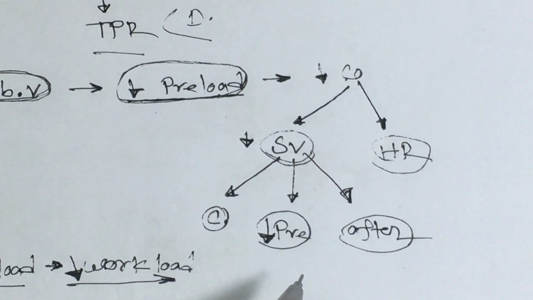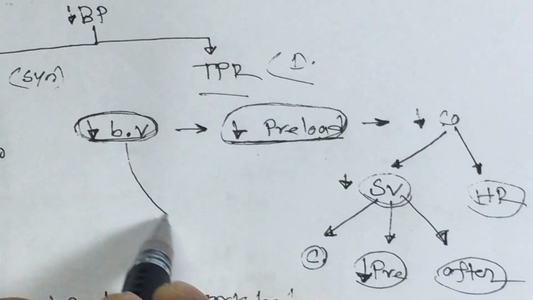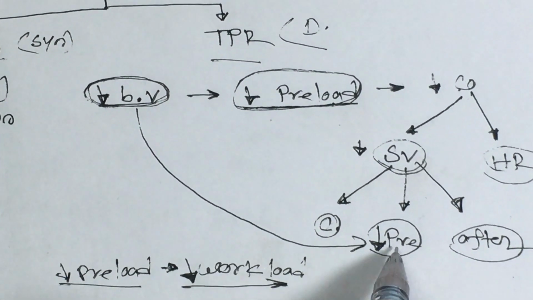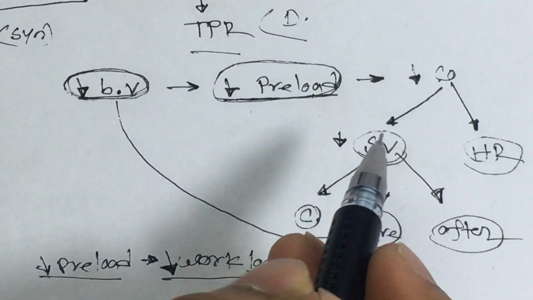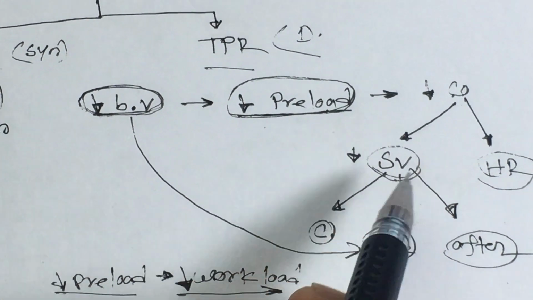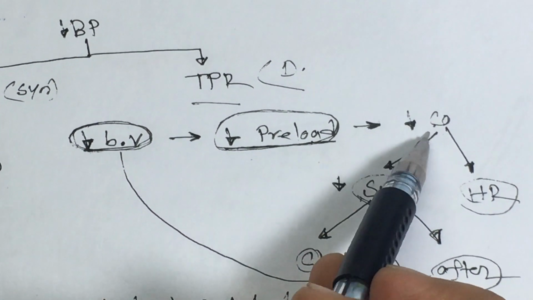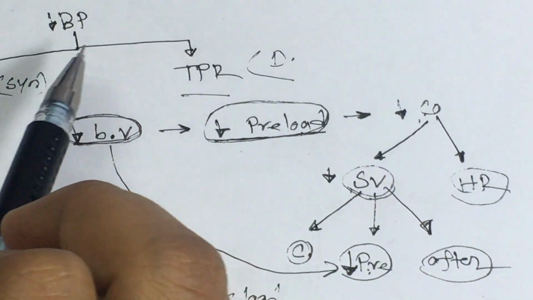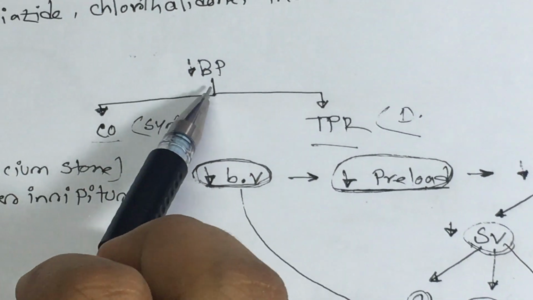So by using this drug, we are decreasing the blood volume, that will decrease the preload. Decrease preload means decrease stroke volume. Decrease stroke volume means decrease cardiac output. Decrease cardiac output means decrease blood pressure.